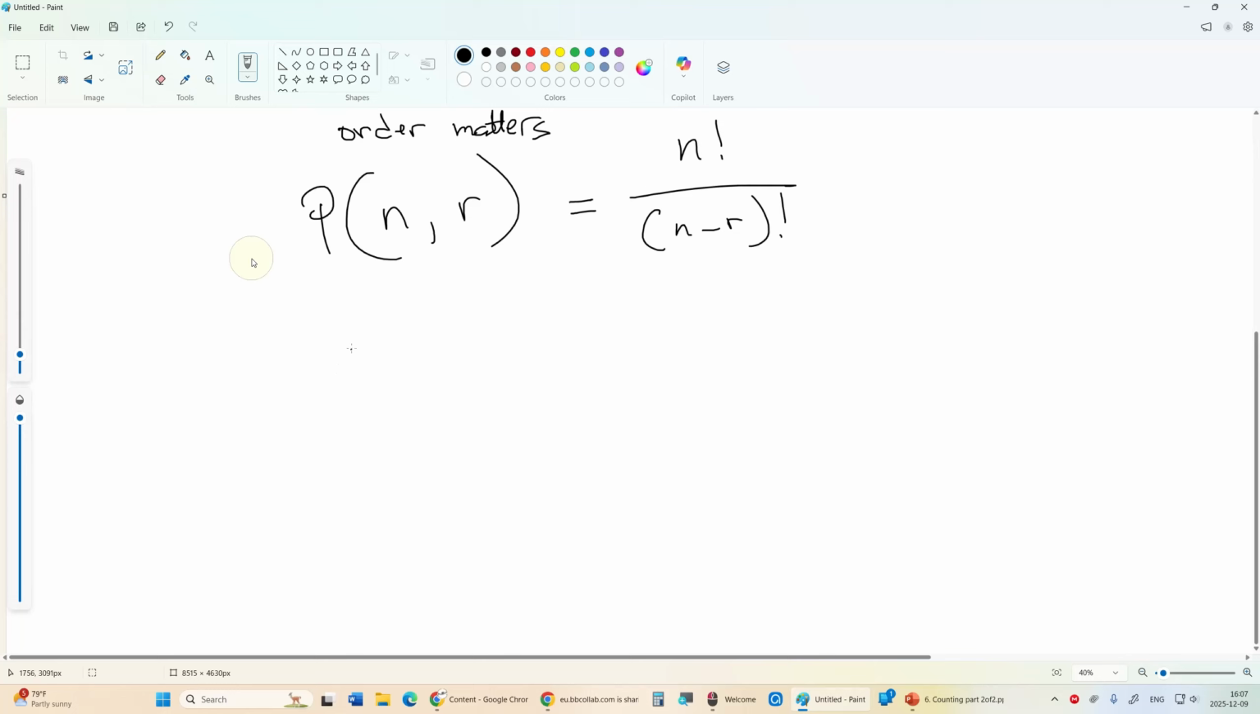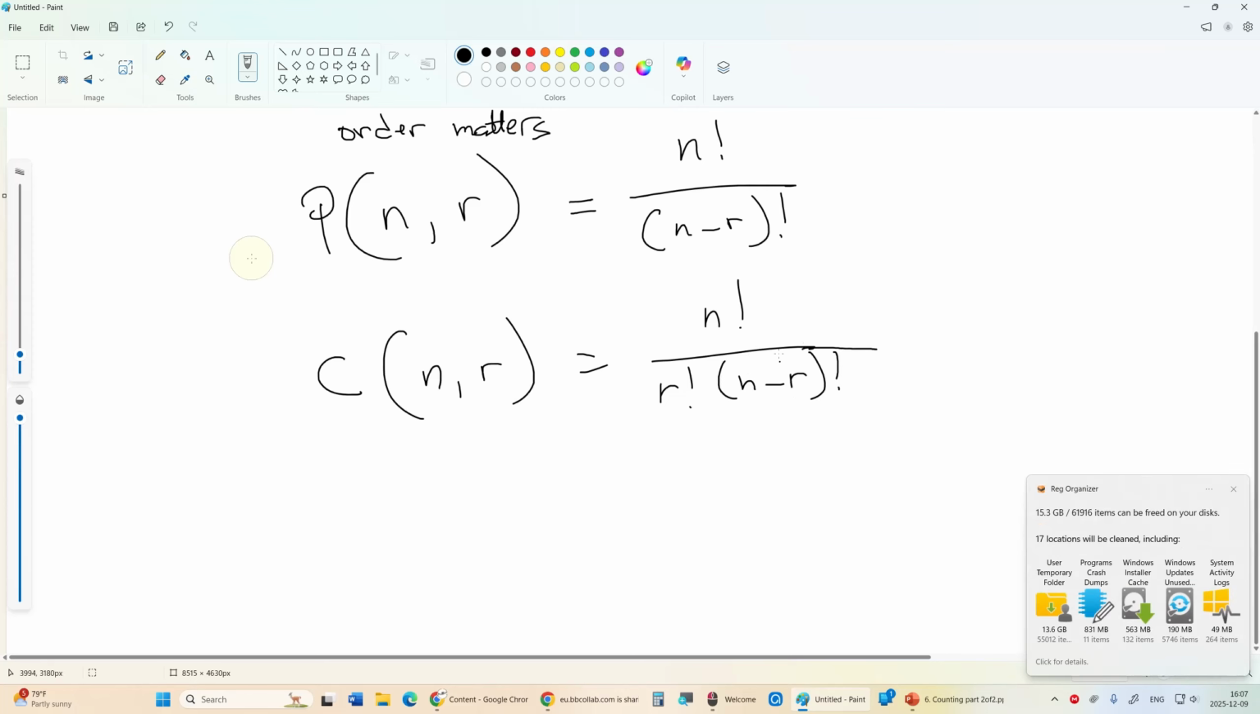Now, if the order does not matter, I'm not doing the permutation, I'm doing the combination, and this is the same formula except that I'm dividing by r factorial on top of that.